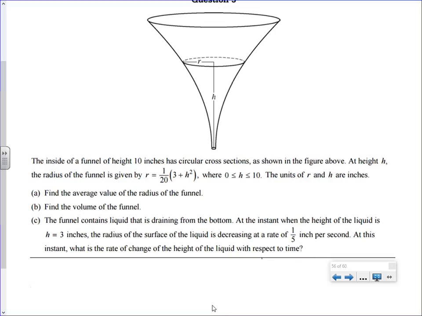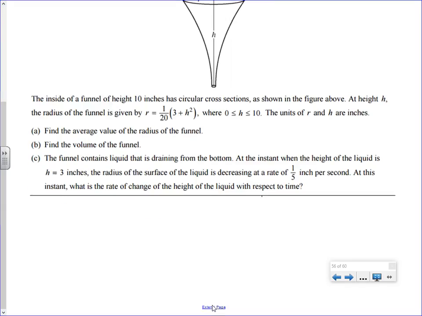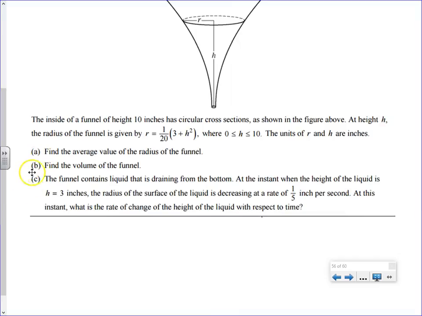The funnel contains circular cross sections. C: we'll come back to it when we get there. At C, I see rates, and I see them asking for a rate, and I see them giving me stuff and then asking me stuff. I think this is where related rates come in, right? So we're just looking at A and B, plugging in the formula.